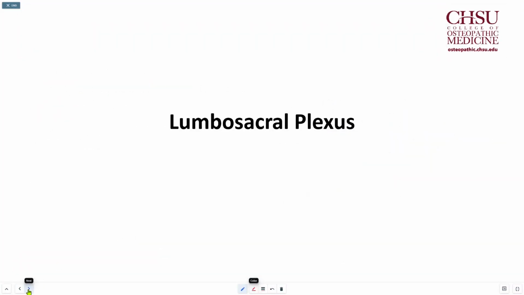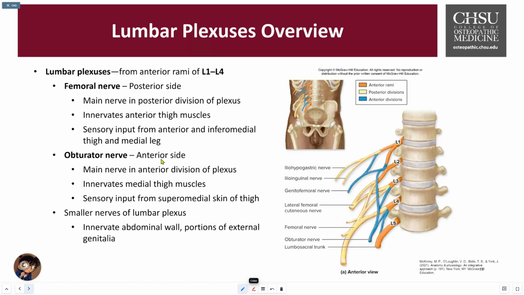The lumbosacral plexus. The lumbar plexus is formed from the anterior rami of the spinal nerves L1 to L4, and it's a key structure in the nervous system. It provides motor and sensory innervation to various parts of the lower body, including the thigh and portions of the abdominal wall. The femoral nerve has a key position towards the posterior side of the lumbar plexus. It innervates the anterior thigh muscles, which are responsible for extending the knee. It provides sensory input also from the anterior and inferior medial parts of the thigh, as well as the medial leg.